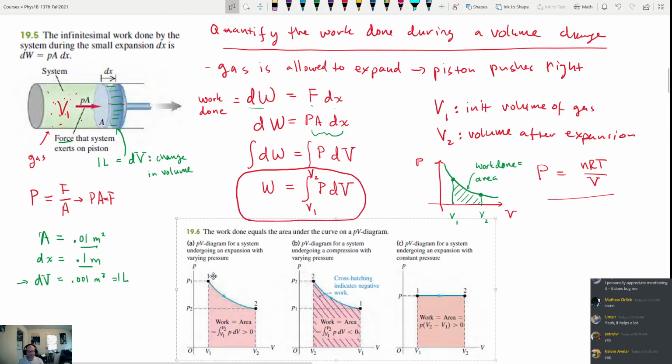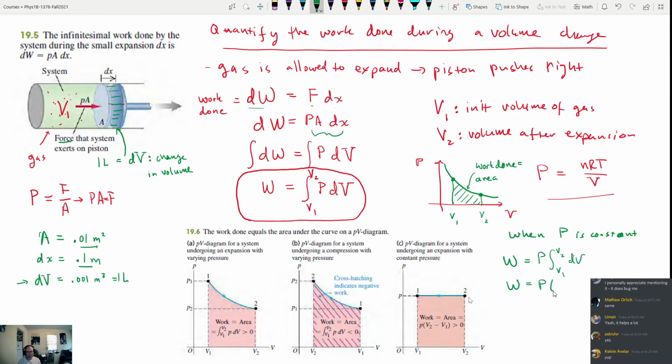So in this picture here, we have 3 different PV diagrams. We're always going from 1 to 2. Let's start with the easiest one, which is this one over here. If the pressure is constant, so if the pressure doesn't change, look what happens to our equation. When P is constant, then our work equation, the integral of pressure dV, becomes just this: you can pull the pressure out, and then we put V1 and V2 here, and dV here. And then when you do the integral, you just get pressure times the change in volume.